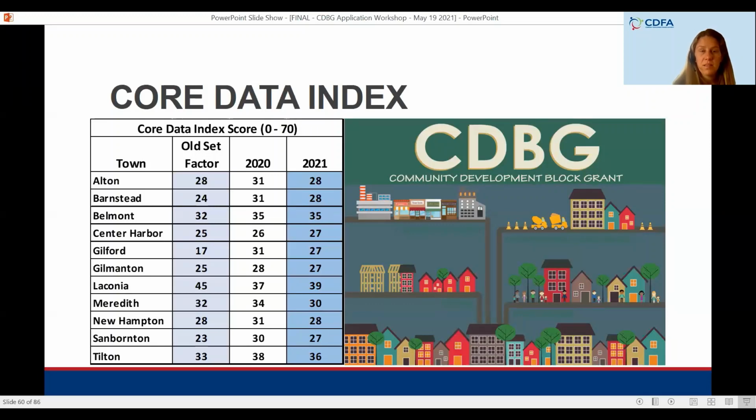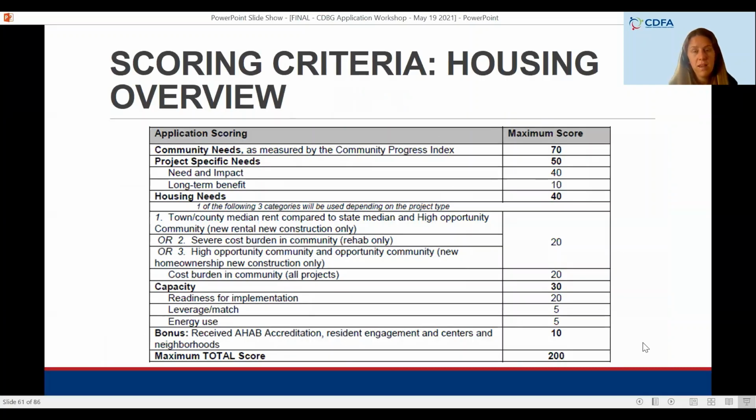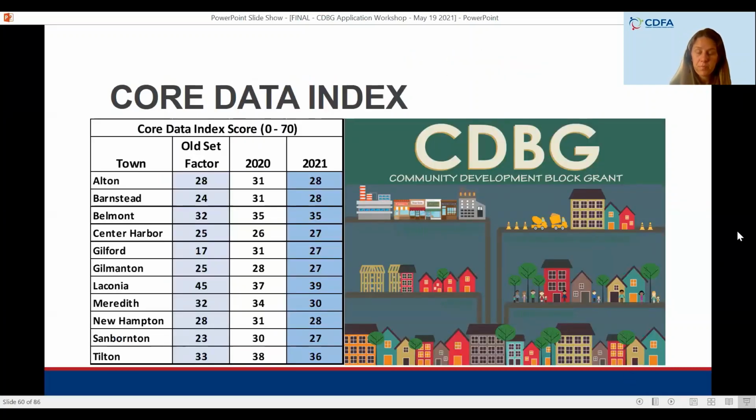And the nice thing about this Core Data Index, the thing that we're most excited about, one, is that we're hopeful that you'll be able to use this data as one tool in many to identify needs in your community and put forward projects. And secondly, the other thing that we're excited about this index is that it's updated. So in the past, this was only based on census data, the set factors, and so they were updated with the census data and then with the census updates.